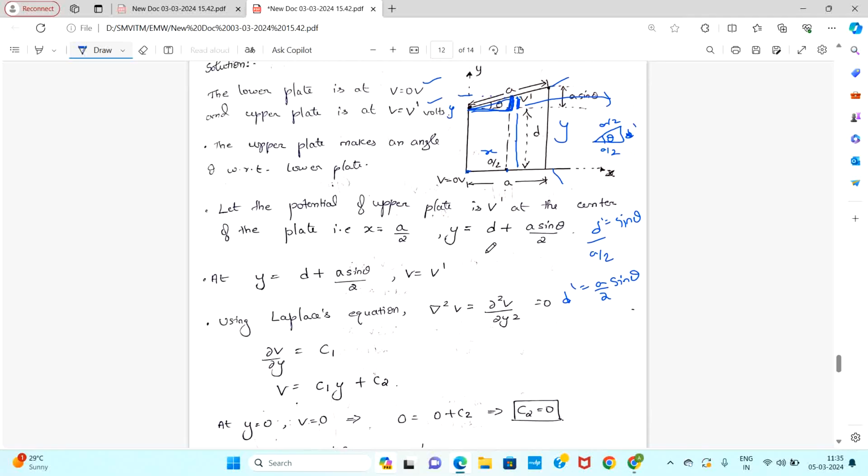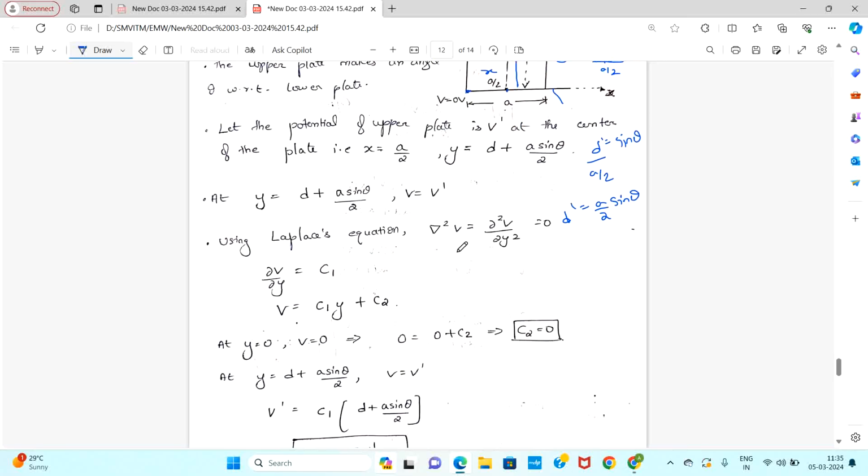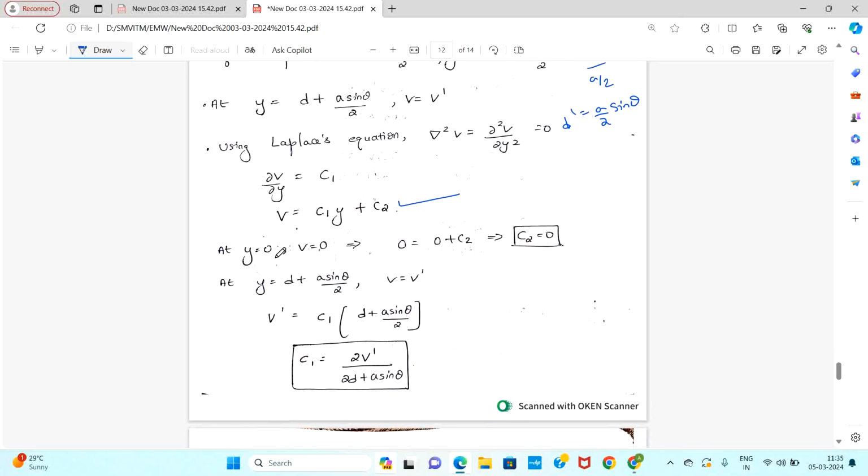Here we're going to take it in terms of the perpendicular direction, which is y. The perpendicular direction to the plates is y. So del square V, which is dou square V by dou y square, equals 0. Simplify it in the same way you have done before. Do the integration, add the integration constant, get the expression for potential. Now the first boundary condition is when y is 0, potential is 0. Right? When I'm at the origin, the potential is 0. I'll substitute this to get the constant.